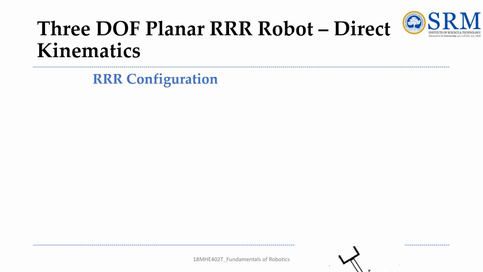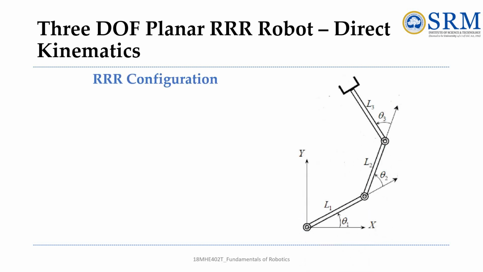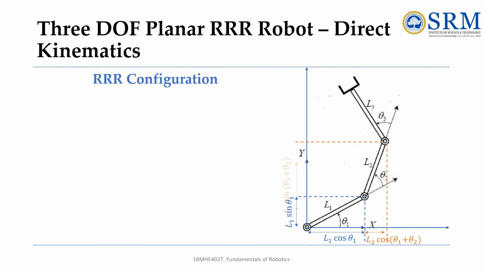So for the triple R configuration, whatever is given, considering this, just projecting onto the x and y axes, for each joint you have to consider the adjacent side as L1 cos theta 1. Similarly, on the opposite side it is L1 sin theta 1. Next, again projecting on the second joint, you will have L2 cos of theta 1 plus theta 2. Similarly, L2 sin of theta 1 plus theta 2.